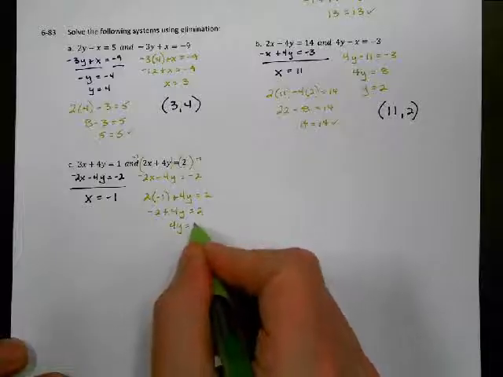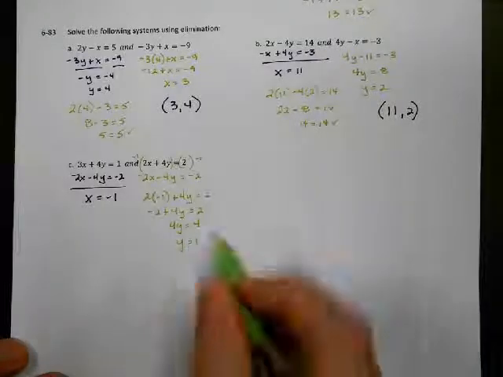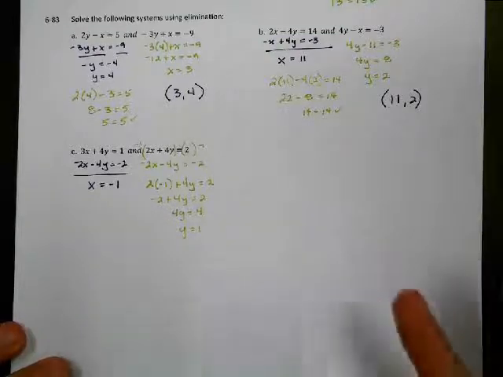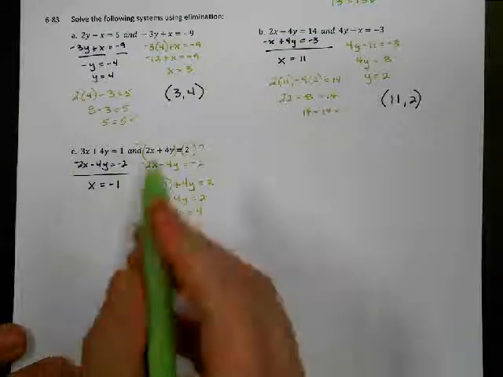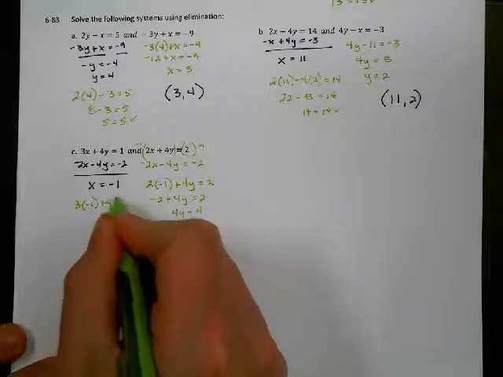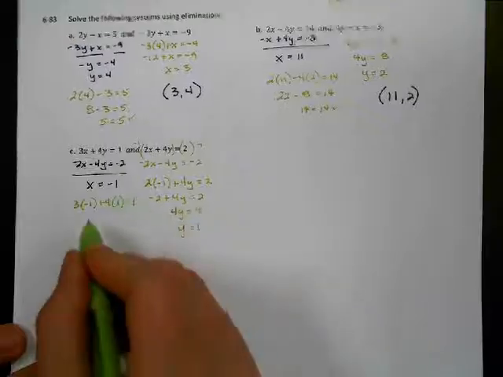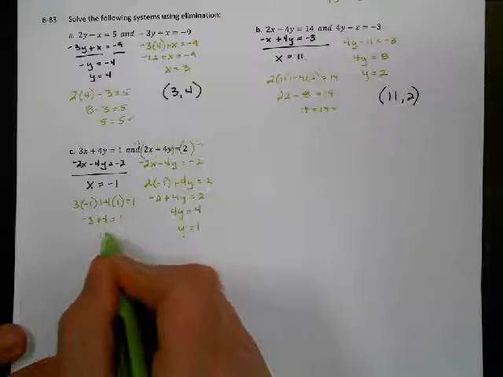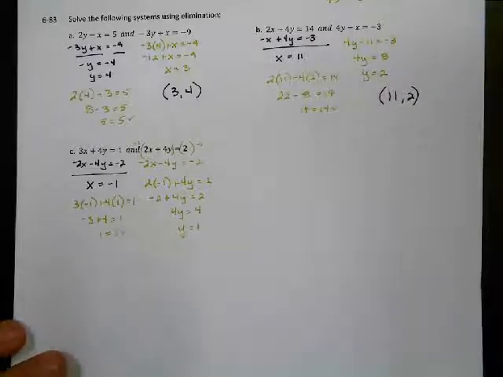Again, I'm going to check. So I'm going to plug it into this equation. 3 times negative 1 plus 4 times 1. Does that equal 1? Yes, because it's negative 3 plus 4, and that is 1. So 1 equals 1. I know I'm right. So my last part is to write down negative 1, 1 is my answer.